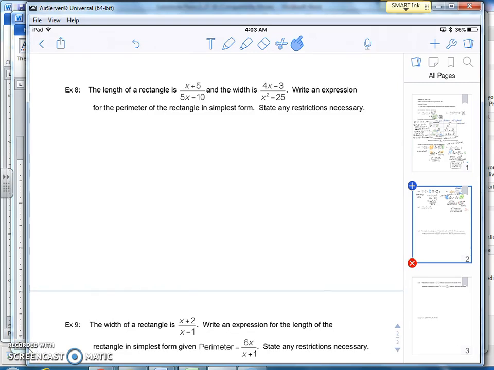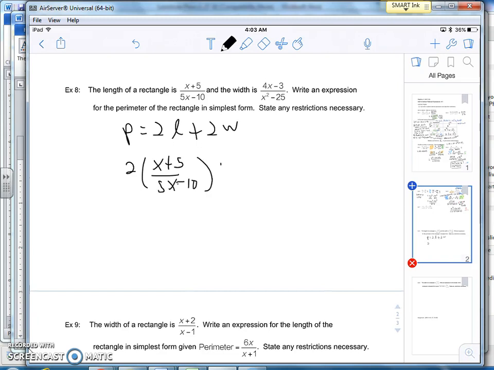Alright, we're talking about length and width of a rectangle and how it relates to the perimeter. So our perimeter formula is P equals 2 times the length plus 2 times the width. So we just need an expression. We don't really need the P equals, so we're going to go 2 times (x plus 5) over (5x minus 10), plus 2 times (4x minus 3) over (x squared minus 25).